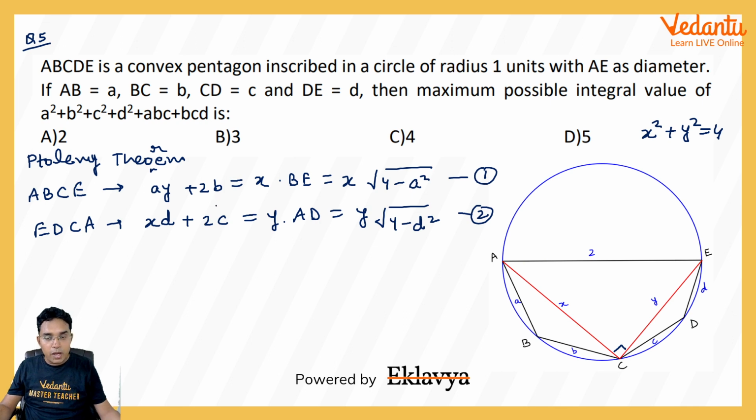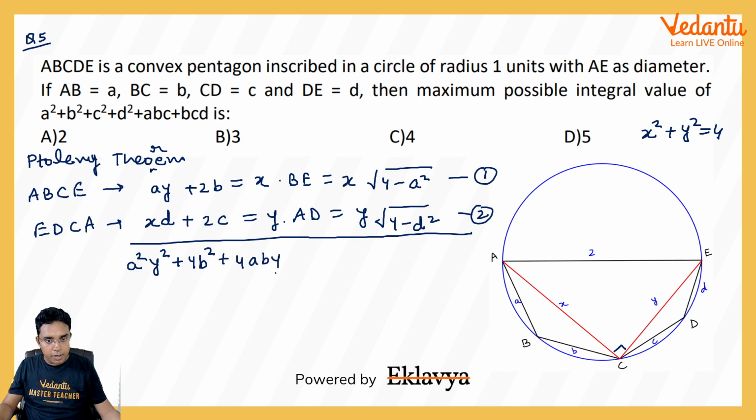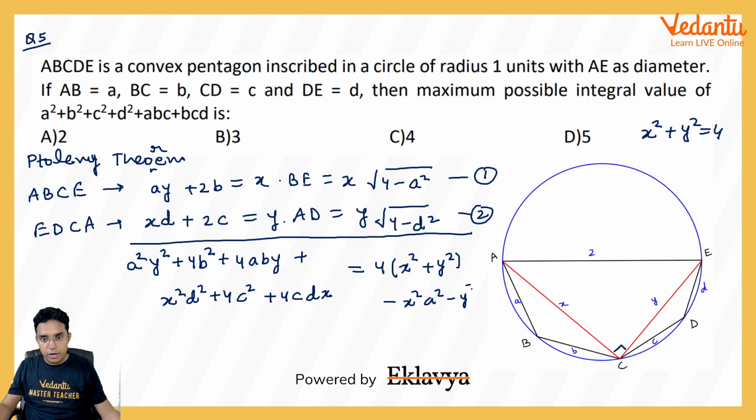Now if I square 1 and 2 and add both sides, what I am going to get here is a square y square plus 4b square plus 4aby, plus the second one would be x square d square plus 4c square plus 4cdx, and on the right hand side, you can check, after squaring 4 can be taken common, x square plus y square minus x square a square minus y square d square.